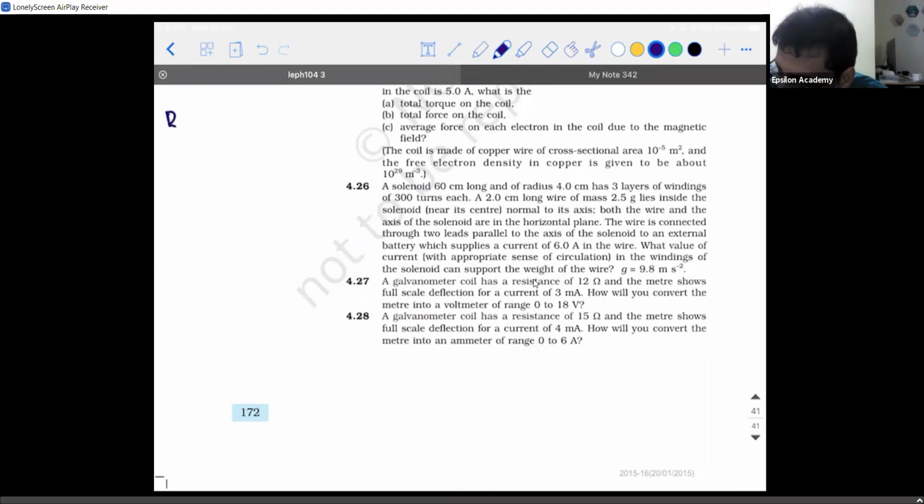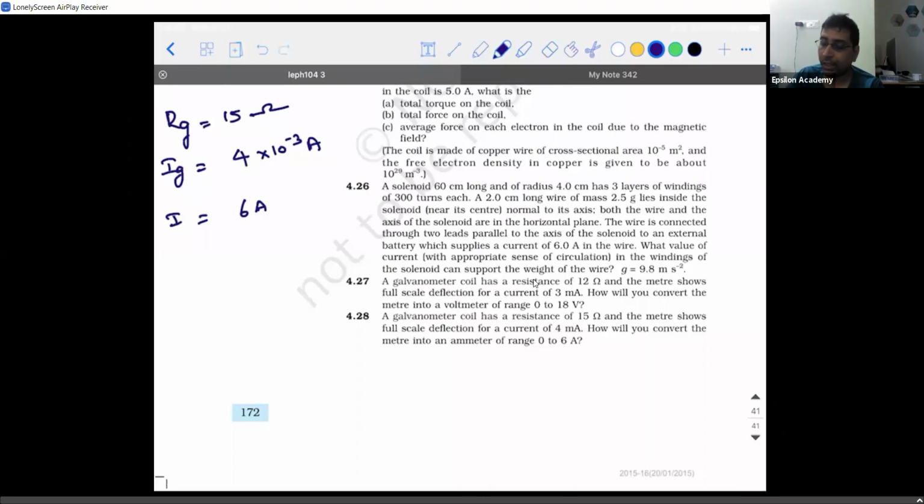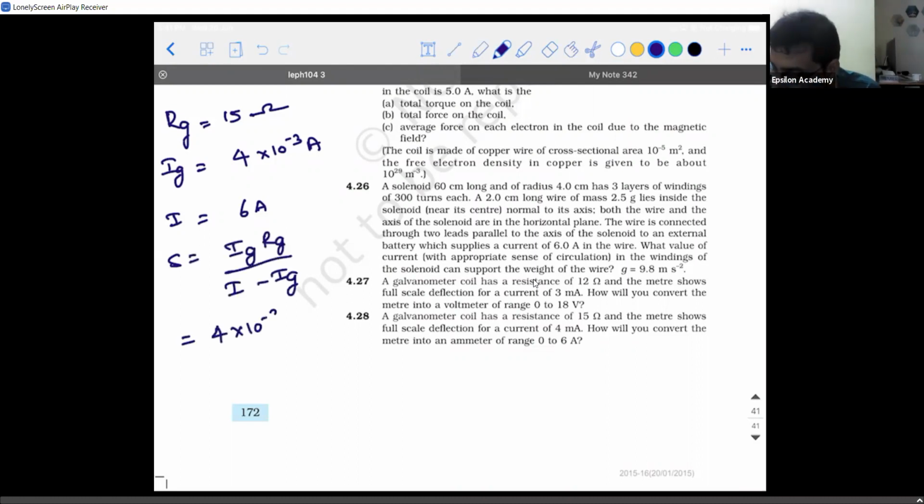So resistance of the galvanometer is 15 ohm. Full scale deflection current is 4 milliampere, 4 into 10 power minus 3 ampere. How will you convert the meter into an ammeter of range 0 to 6 ampere? So the value of current it is supposed to measure is 6 ampere. So what do we need to do? You need to connect a shunt resistance S whose value is Ig into Rg divided by I minus Ig. So Ig is how much? 4 into 10 power minus 3, into 15, divided by 6 minus 4 into 10 power minus 3.